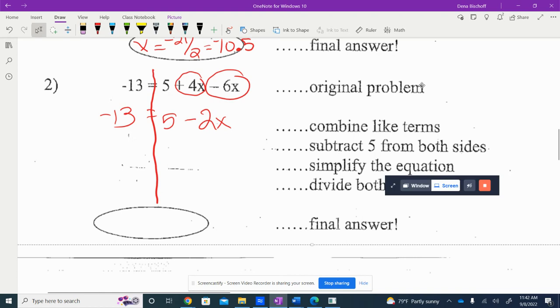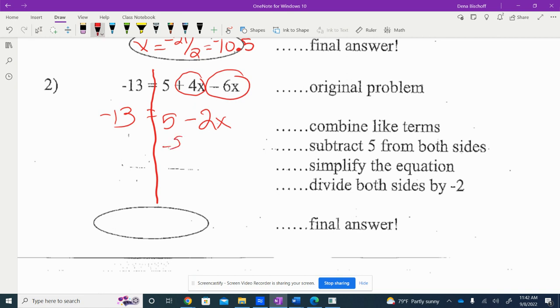Okay, let's try it again. So now, what do you want to do? What do you think, Kate? What's it say to do next after we combine like terms? Subtract 5 from both sides. Yes, ma'am. Subtract 5 from both sides. Minus 5. So negative 18 equals negative 2x.